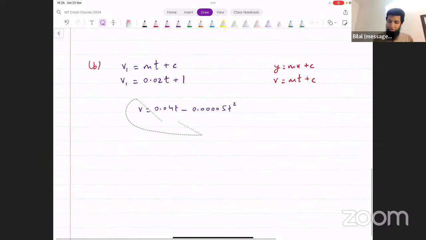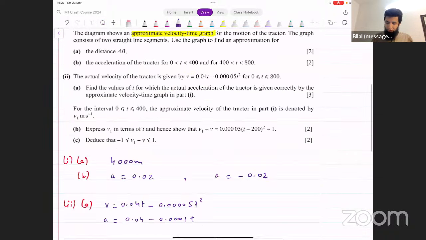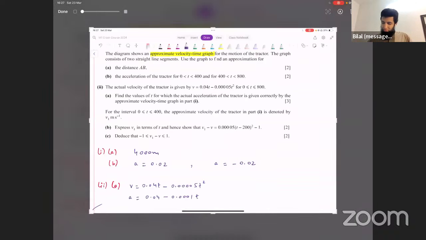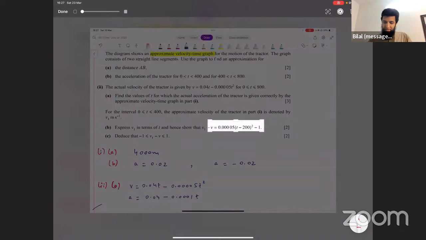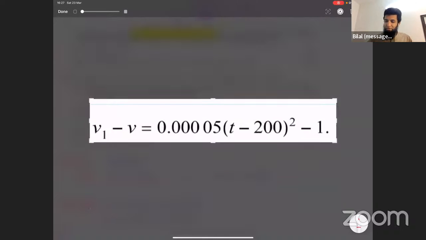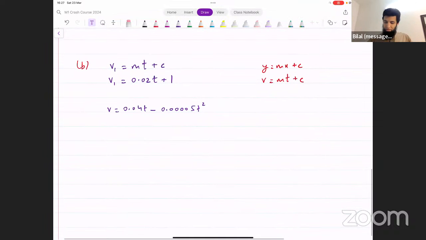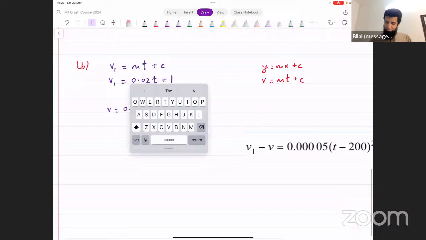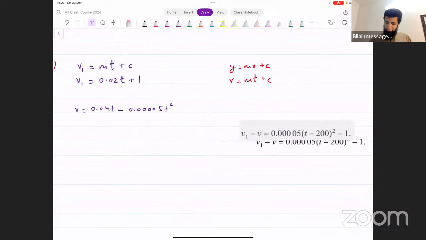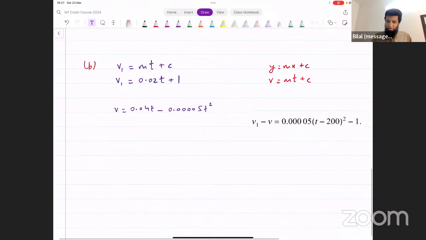We have to find v1 minus v, and basically show that v1 minus v equals this. Now let's do that. Let's do the subtraction, v1 minus v. What does that give you?